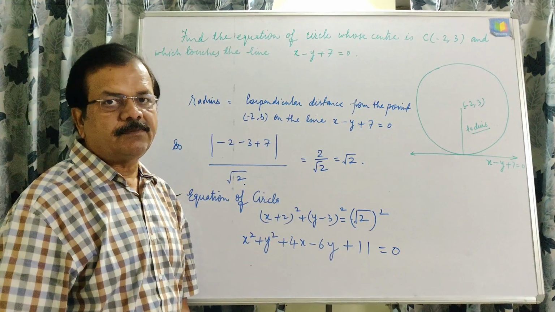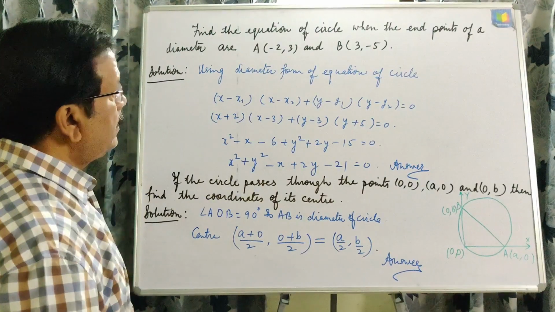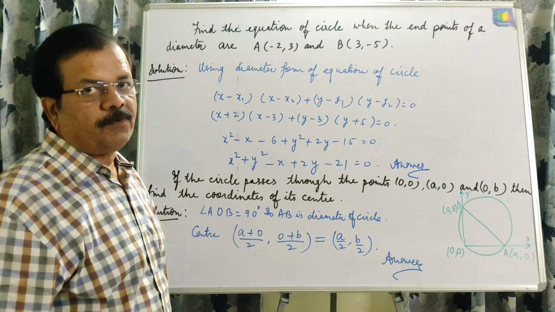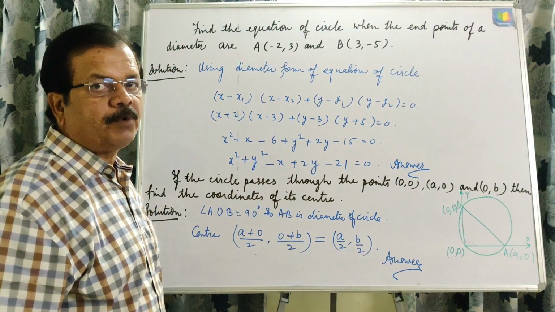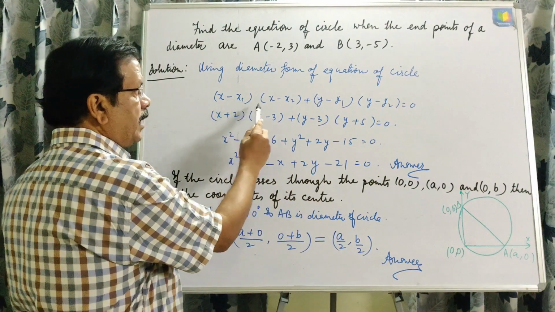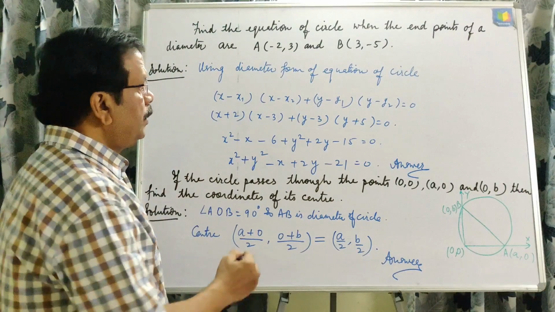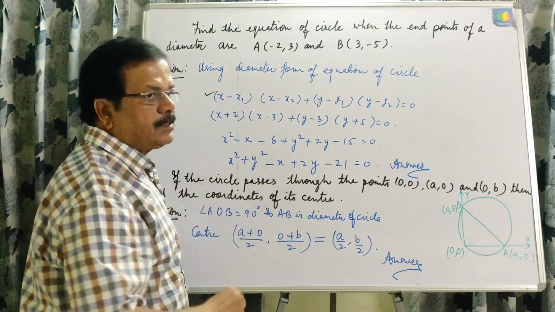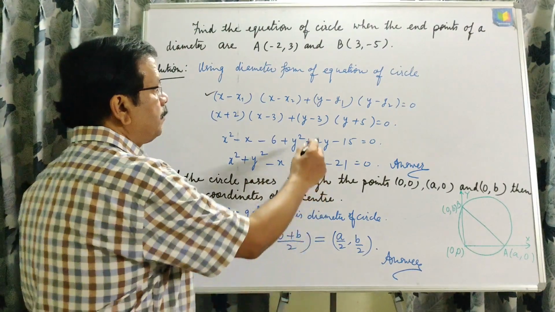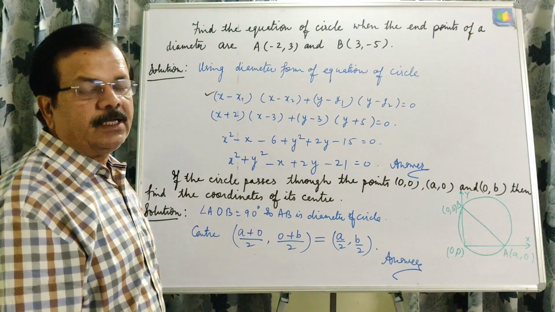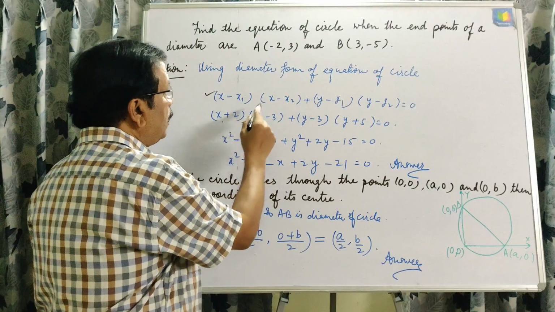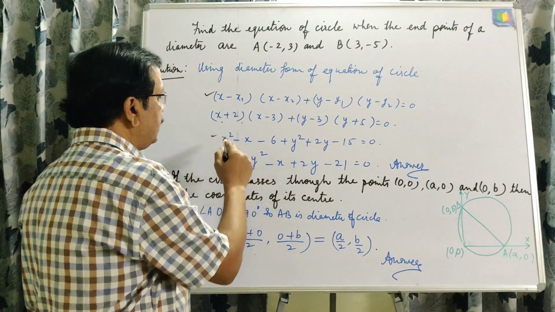Okay, now next question. Find the equation of circle when the end points of a diameter are given. This is another form of the equation of circle. We know the formula. If the end points are x1, y1 and x2, y2, then the equation of the circle will be x minus x1 within one bracket, within another bracket x minus x2, plus y minus y1 within one bracket, within another bracket y minus y2 is equal to 0, and putting all these values of the points we are getting the equation of the circle.